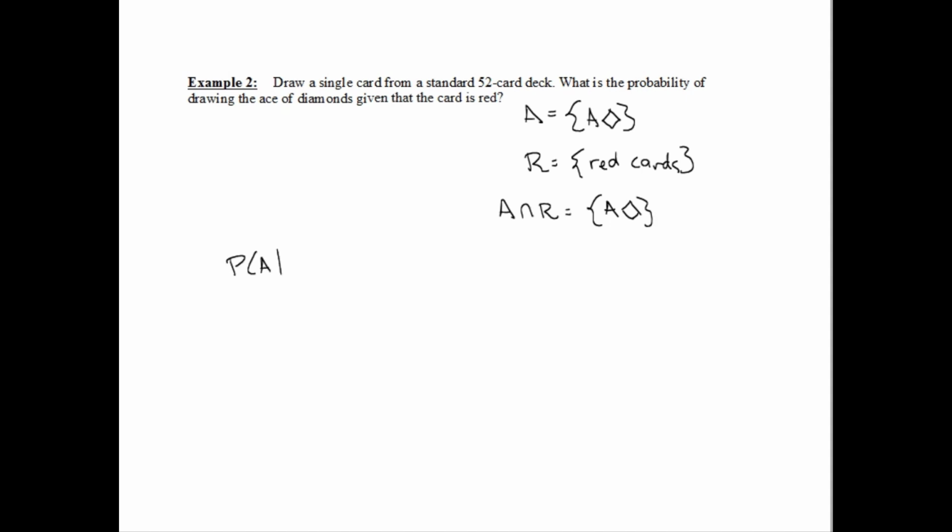To find the probability of A given R, we need the probability of the intersection divided by the probability of the given. Once again, our sample space will be the set of all the 52 possible cards. So the probability of the intersection will be 1/52. The probability of a red card, well, how many of the 52 cards are red? 26 of them. The hearts and the diamonds, or half the cards, are going to be red. Simplifying this, we get 1/26.